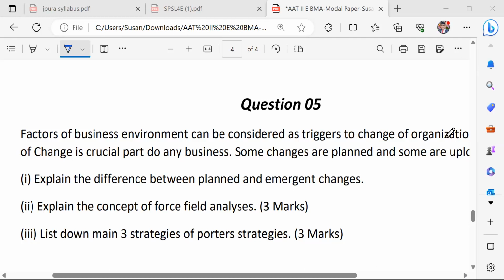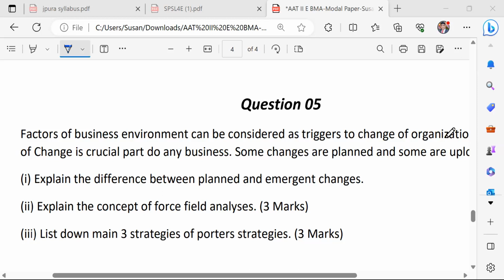They started to deliver online. They started to deliver differently. They started to accept online payments, right? List down the main 3 strategies.